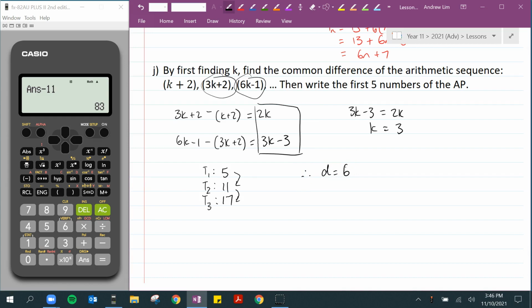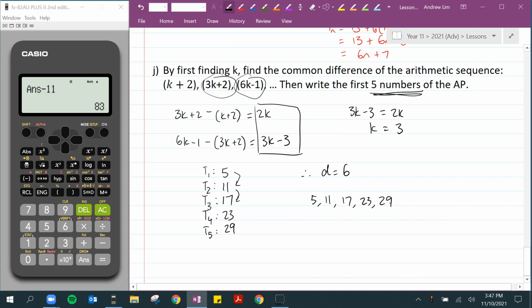So what are the other two numbers? Because we need to write the first 5. So I'm just going to add 6. And I'm going to add 6. So you can write this as a sequence of 5, 11, 17, 23, 29.